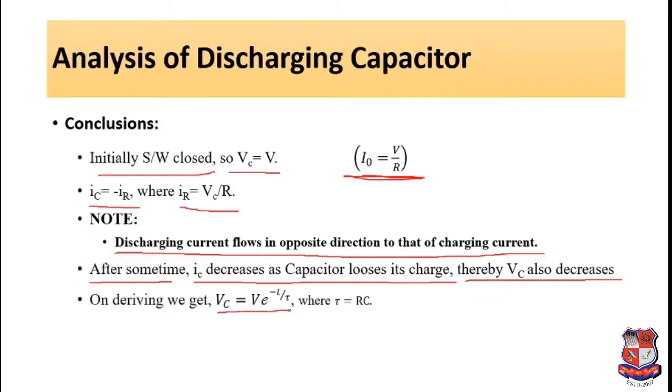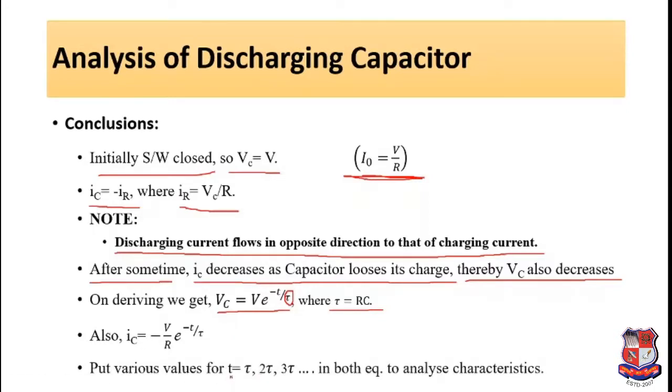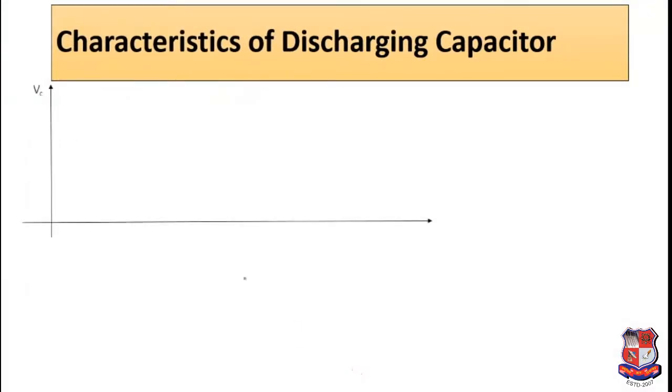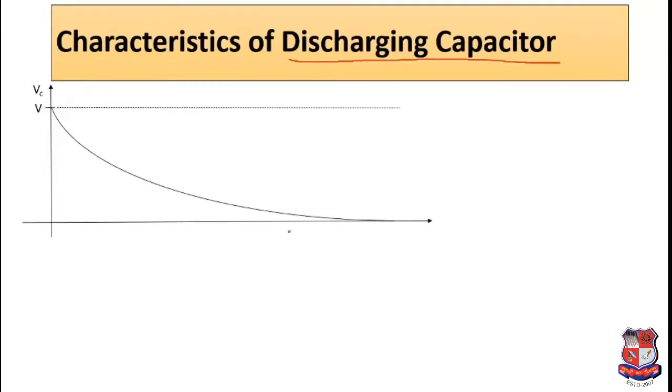So on deriving, we found that Vc is this much, where this RC is nothing but tau. Tau is also called the time constant. And you found that Ic is minus V by R e raised to minus t by tau. Let us see the characteristics, where we will plot the characteristics for different times, that is tau, 2 tau, 3 tau, 4 tau. Initially there will be capacitor voltage and the characteristic will go downwards. Why? Because this is discharging. As this capacitor is discharging, its voltage will also decrease gradually from maximum value, that is V.